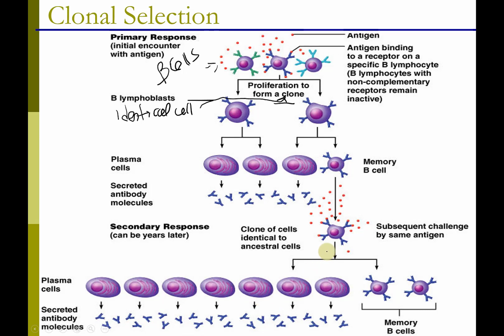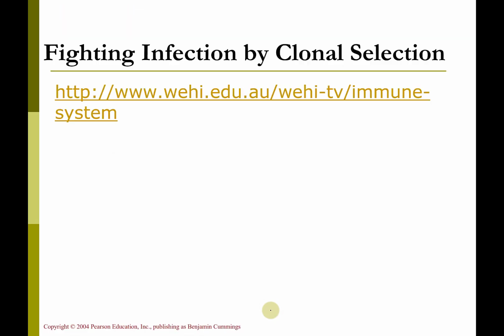But you'll notice there's a difference between the secondary response and the primary response up here. Do you notice the difference? Well, you might notice there's more plasma cells and there's more antibodies, and there are. So the second time you're exposed, because of this memory cell, your response is stronger. You produce more antibodies. This is a great video about the clonal selection, and I really recommend you look at it. I'm not going to go through it right now, but it's very, very good.